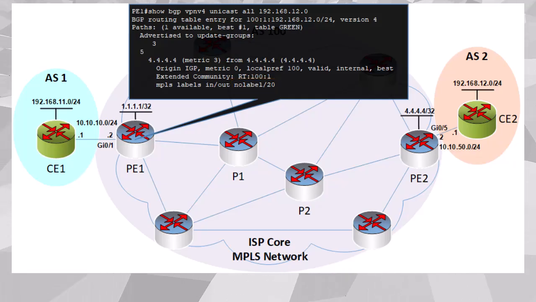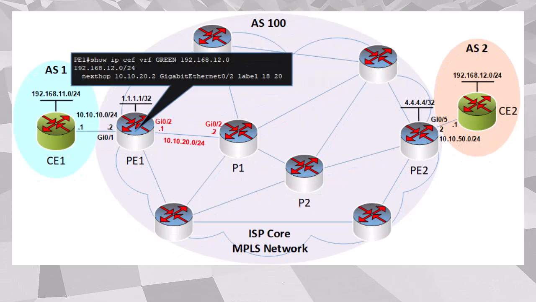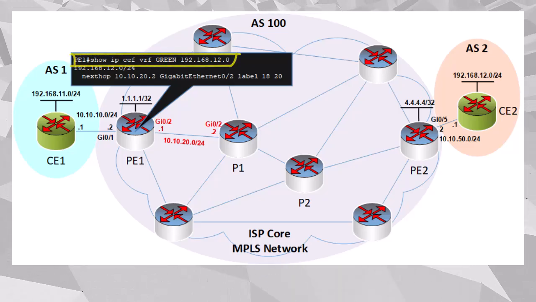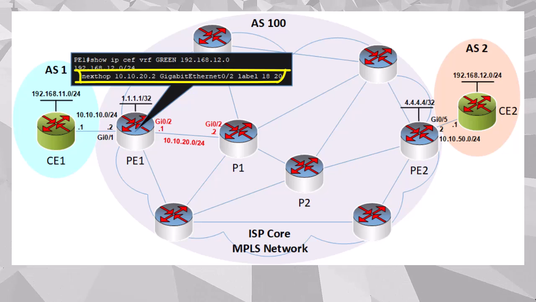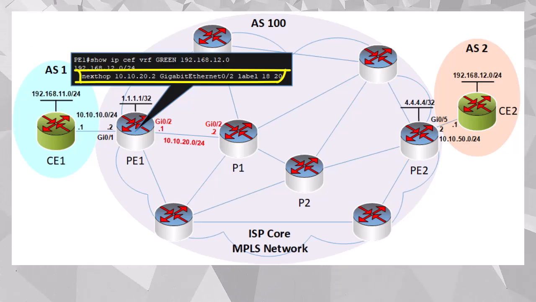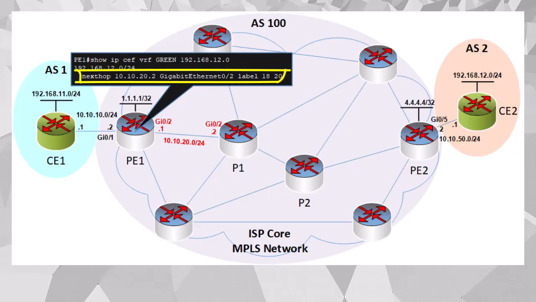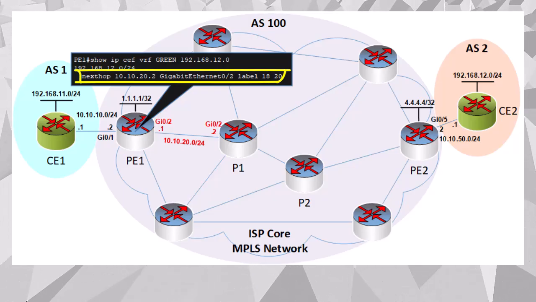A couple more commands show additional information about these VPN labels. Once the packet is prepared to be sent, the transport label is added, and we can see this using the following command. Here you can see the next hop IP address of P1, the exit interface, and the transport label, as well as the VPN label, all in the same output. You can see the VPN label of 20 and the transport label as well.